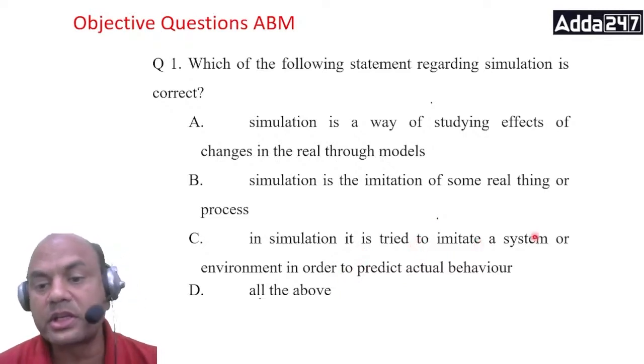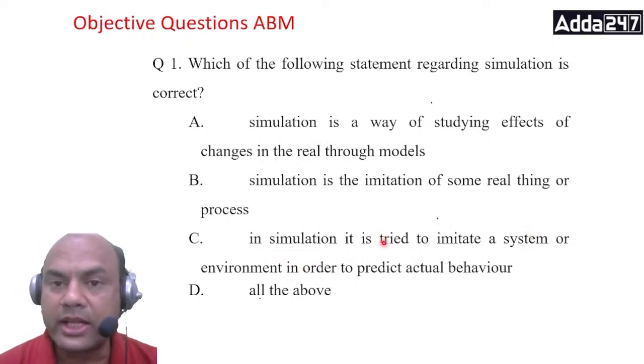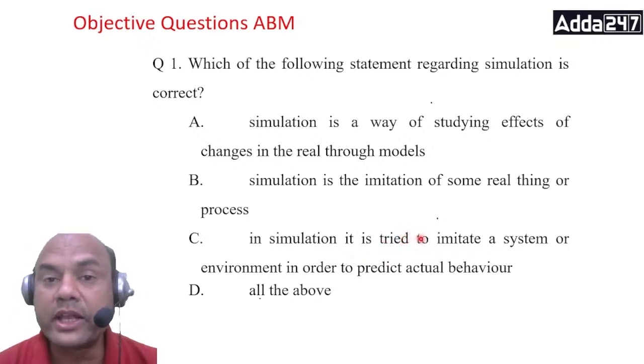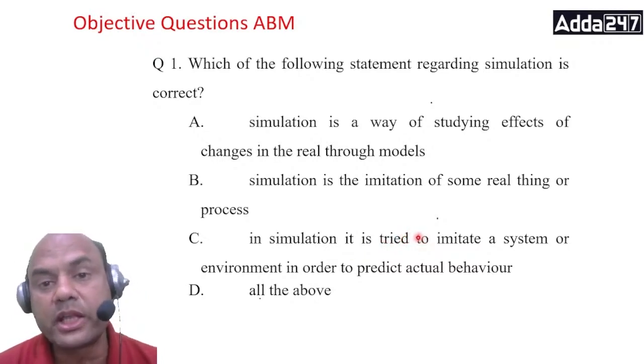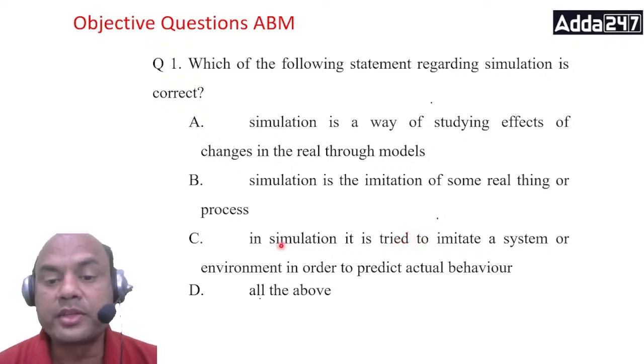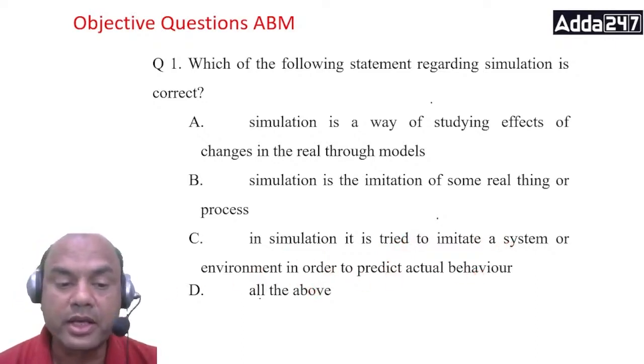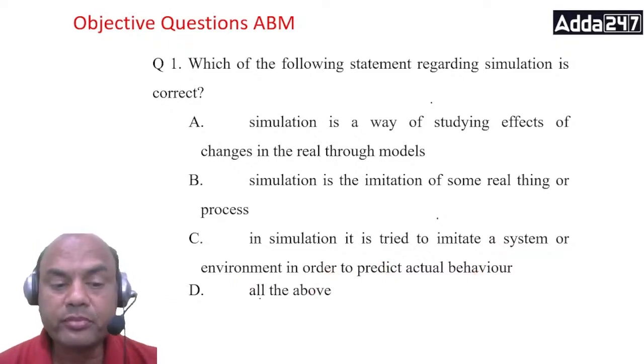Because here we try to imitate a system or environment. Actually, in finance also, we use simulation. We see various scenarios, and based on those scenarios, we create the various effects of those scenarios. So in simulation, it is tried to imitate a system or environment in order to predict the actual behavior, and all of the above. So the correct answer is D, all of the above. Okay.